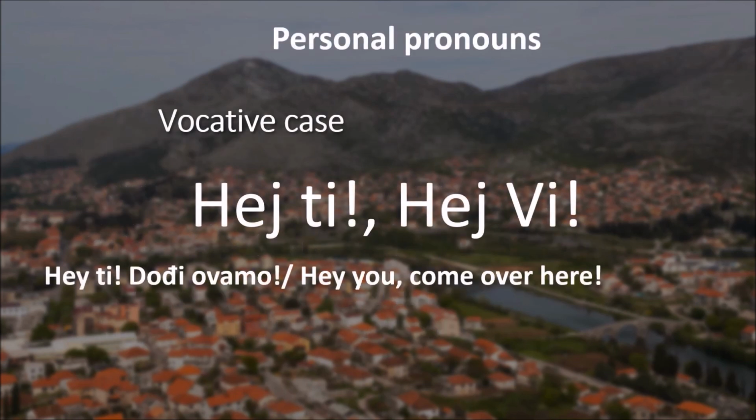Vocative is a case for when we're calling someone. So example I have here is, hey ti, hey vi. You're like screaming, not screaming, but rather loudly inviting someone, for example here, to come over. Hey ti, dođi ovamo. Hey you, come over here. That's your vocative case.